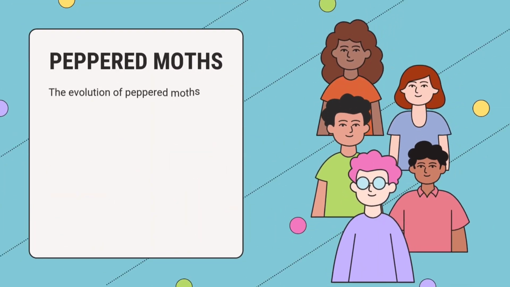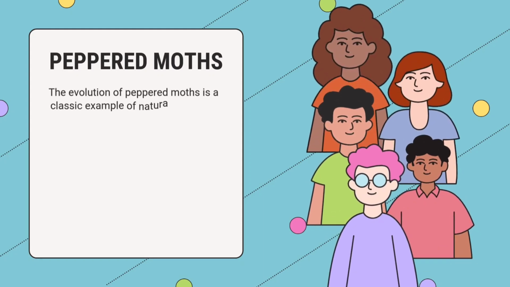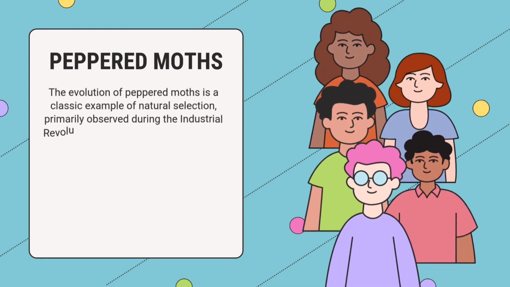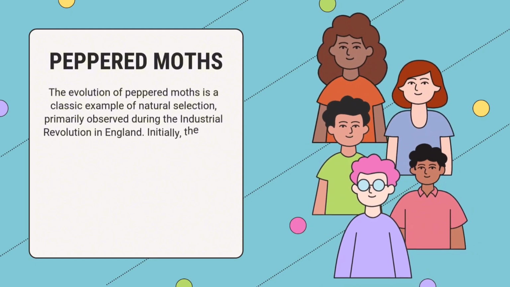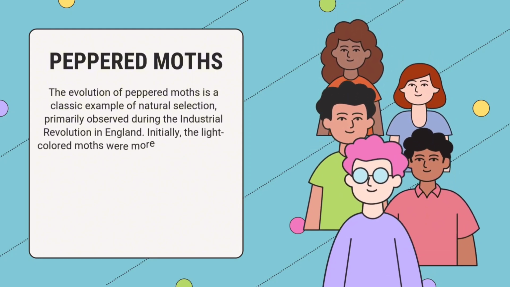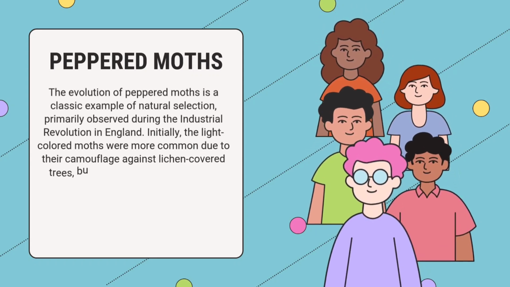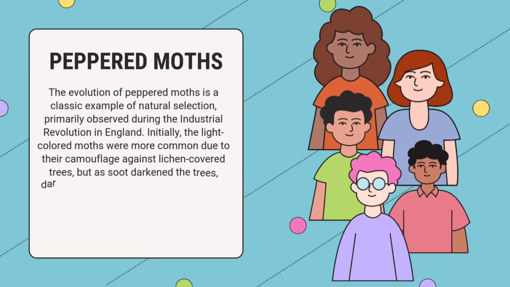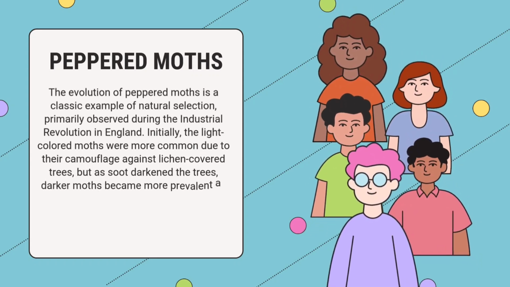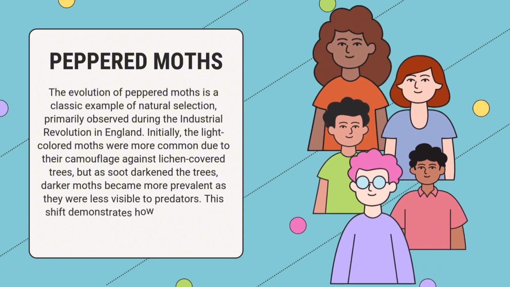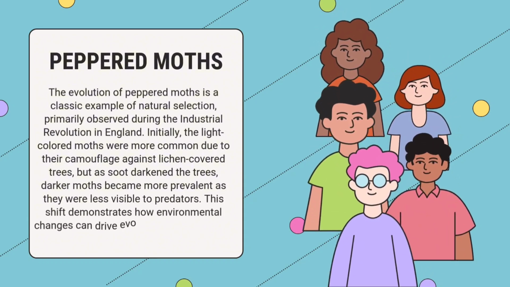The peppered moth, Biston betularia, provides a striking example of natural selection in action. Before the Industrial Revolution, the peppered moth population was predominantly light-colored, blending in with the lichen-covered tree bark where they rested. This camouflage protected them from predators, such as birds.